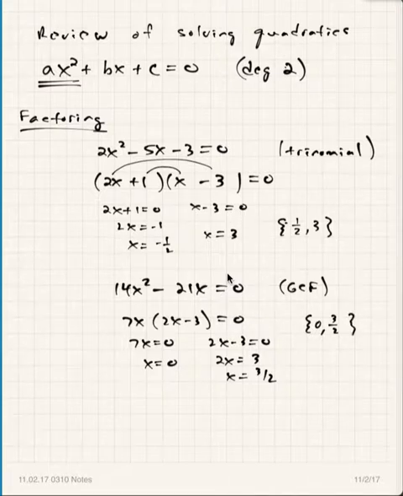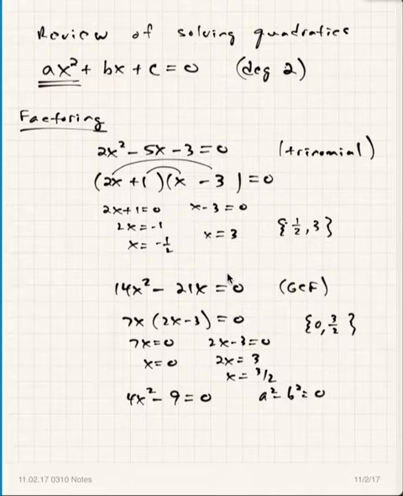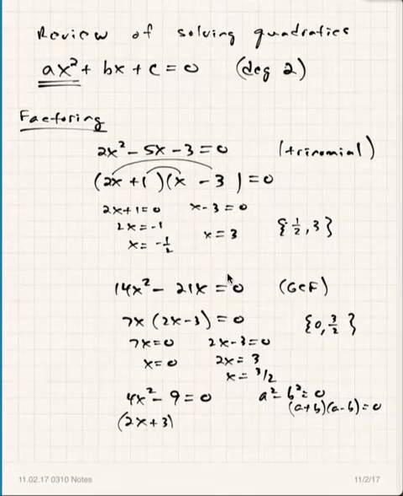And then finally, you could have a difference of squares, right? The a squared minus b squared equals 0 factors as a plus b, a minus b. So these are the typical ways that you'd see factoring used to solve a quadratic. Trinomials, GCFs, difference of squares.